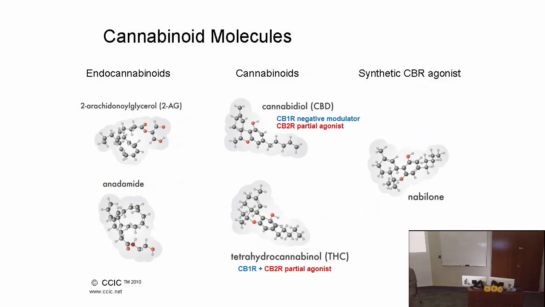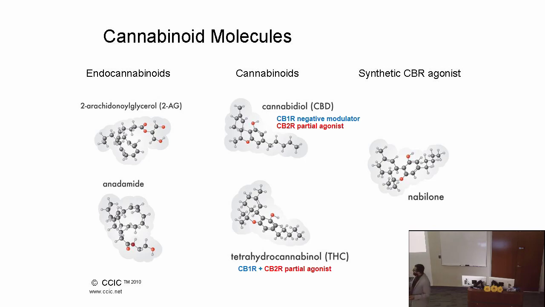Okay, so we have, like I said, a lot of different cannabinoid molecules. We have our endocannabinoids over here on the left. We have 2-arachidonyl glycerol and anandamide. We also have plant-based cannabinoids. Cannabidiol, which has complex pharmacology that's still being worked out. And THC, which is a CB1 and CB2 partial agonist, which means it turns the receptor on.